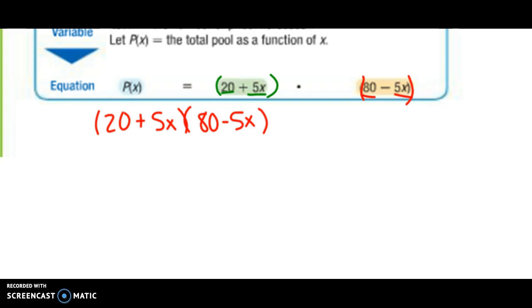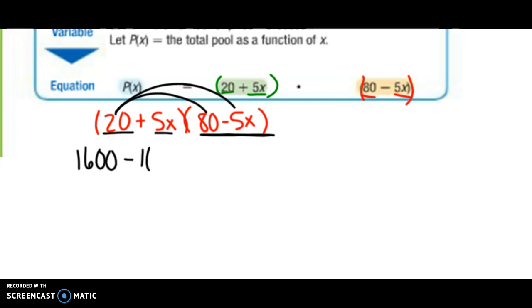So what we can do then is use our order of operations. I take 20 times everything in here plus 5x times everything in here. When I do that, 20 times 80 is 1600. 20 times minus 5x would be minus 100x, plus 5x times 80, which would be 400x. And finally, minus 5x times positive 5x is negative 25x squared.